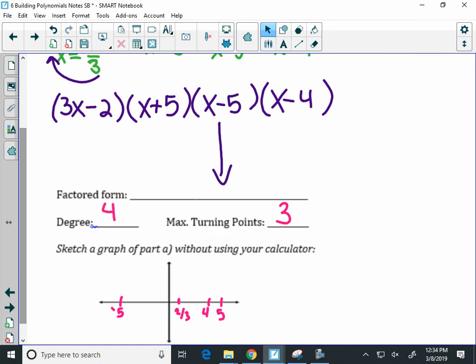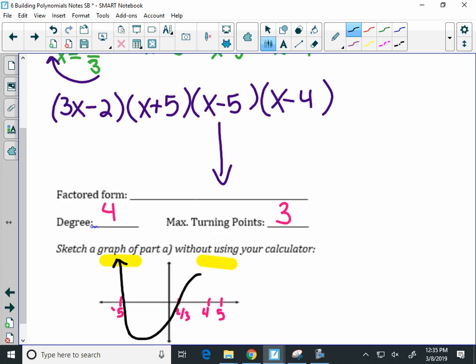Now, let's think about our end behavior. What's the leading coefficient? Positive or negative? Positive. So with degree 4, what does that tell me about the arrows? They're both going up. Right? So we start high and we end high. So when I sketch this, I start up above. I'm going to come down and cut through at negative 5. Now I have to turn because I'm going to go back up and cut through at 2/3, come down through 4, and back up through 5.